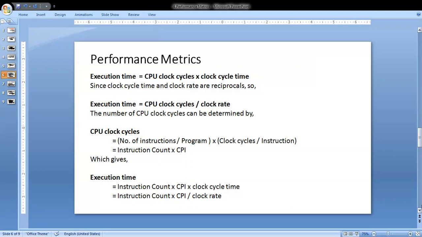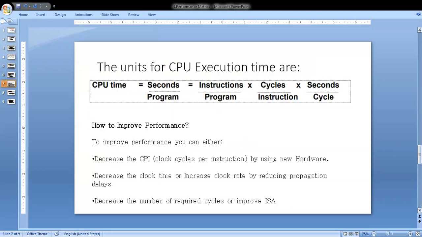So we can consolidate here as instruction count into clock cycles per instruction, CPI. Okay, so execution time is equal to instruction count into CPI into clock cycle time. So that is what we have seen. So the units for CPU execution times are, okay, CPU time is equal to seconds per program, so our instructions per program into cycles per instruction into seconds per cycle.